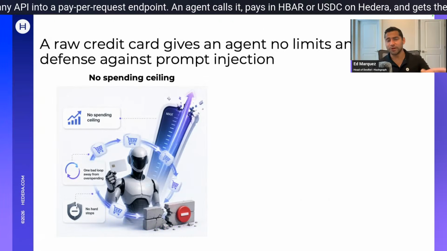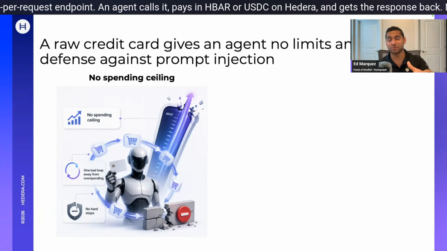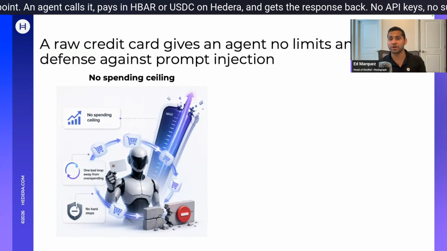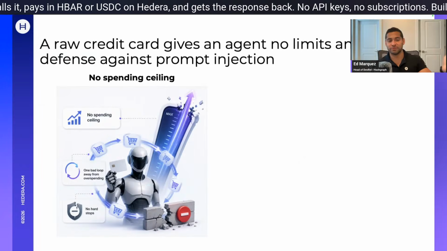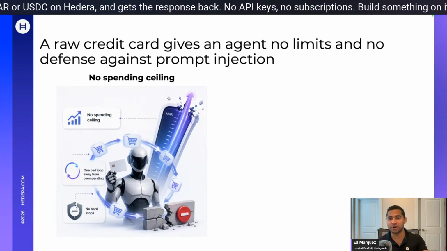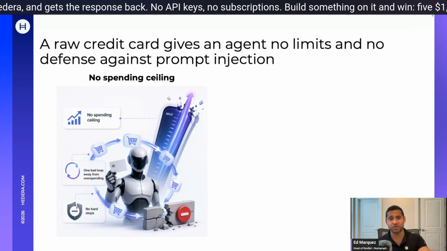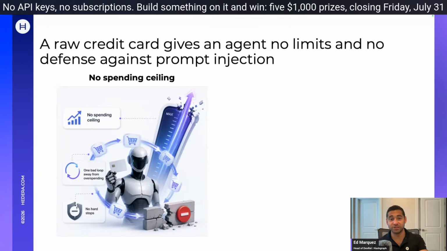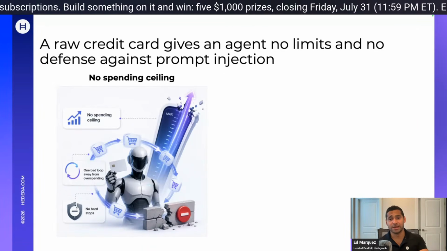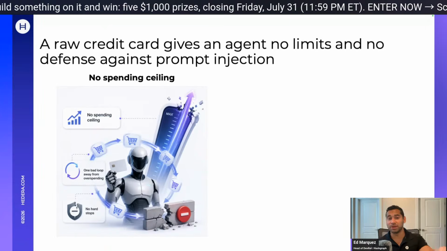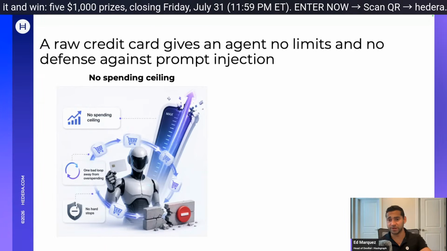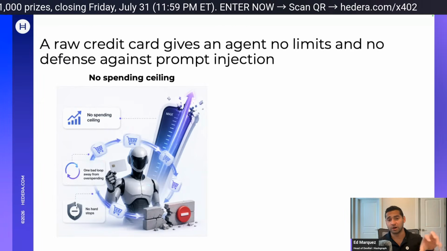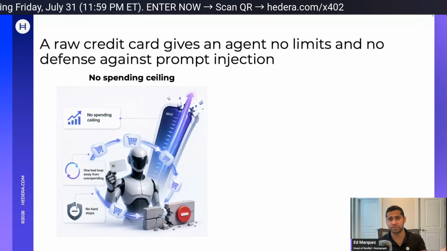Now, all right, let's not give it a bank account. Let's explore option 2. What if we just give it a credit card? And so, if you drop the credit card number in the agent's context and let it check out, you have 2 problems. The first one is you have no spending ceiling, right? And so you're just one bad loop away from overspending. And in most cases, there are no hard policies or nothing structural to stop it.